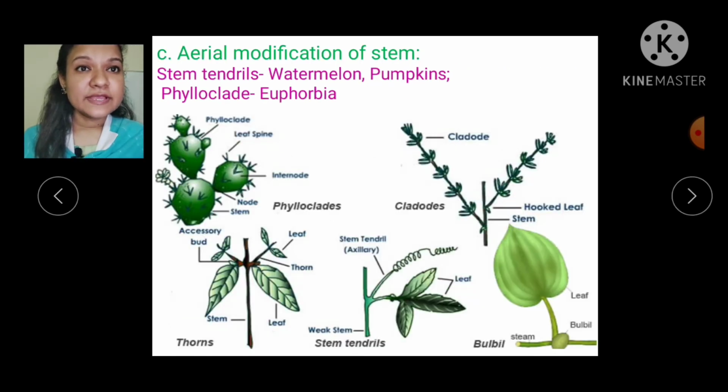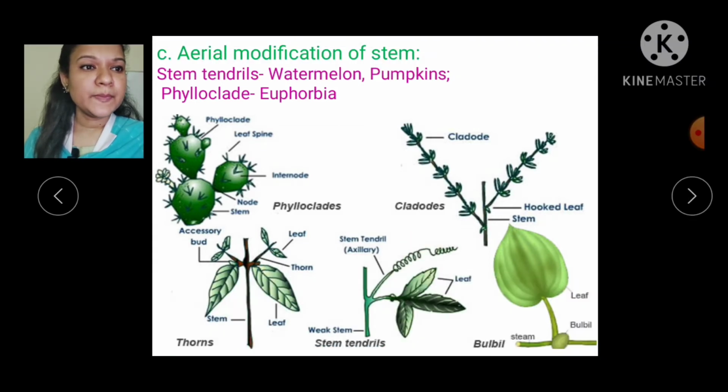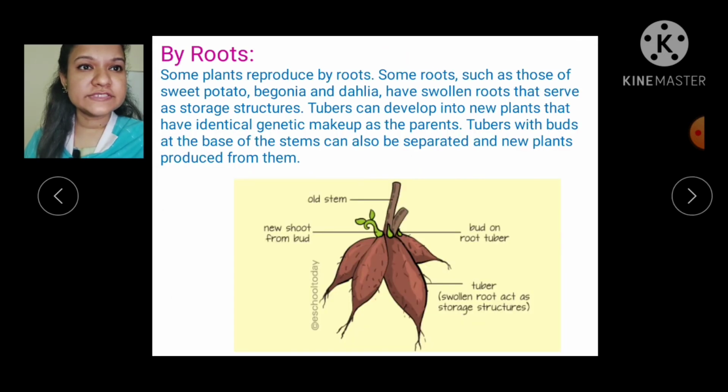And then aerial modification of stem. Watermelon and pumpkins are reproduced by stem tendrils. Here you can see this is the stem tendril, this is the stem tendril, and this is the bulbil. So this is the picture of aerial modification of stem.